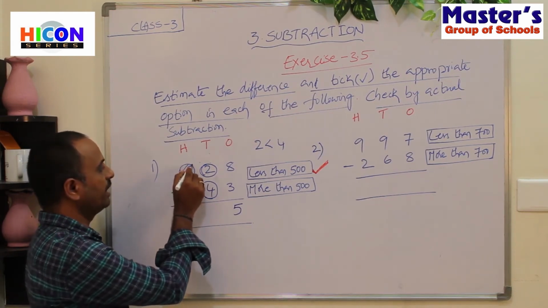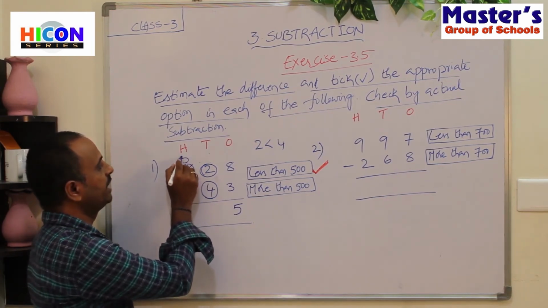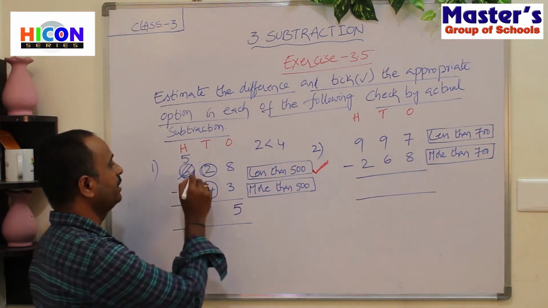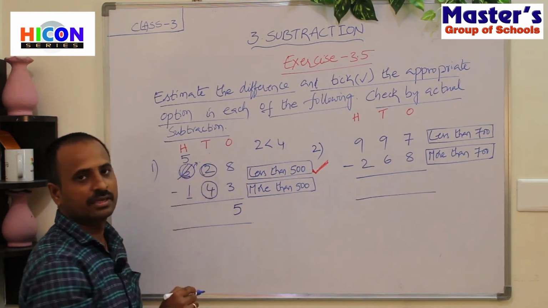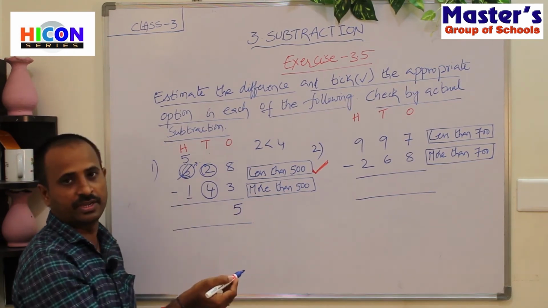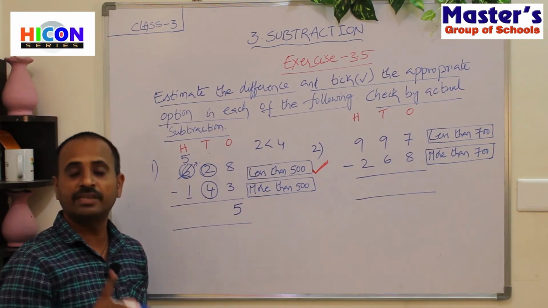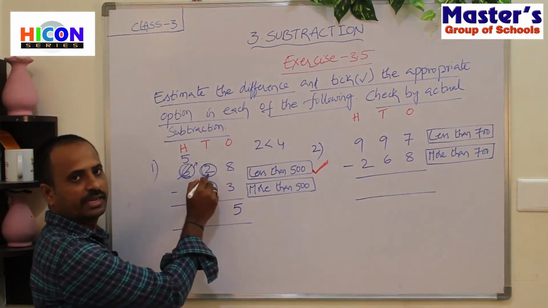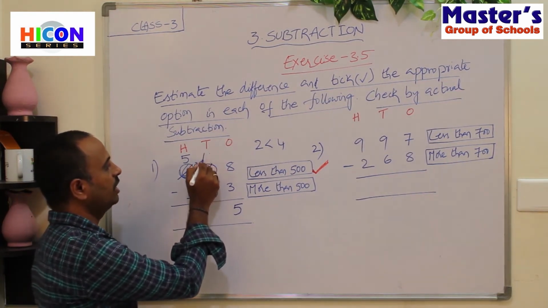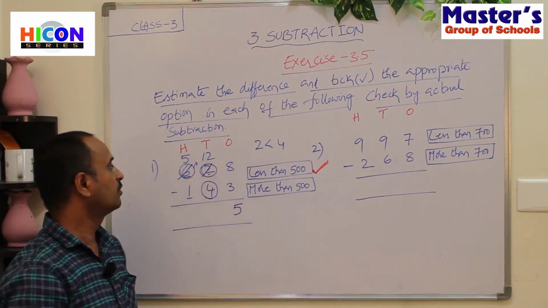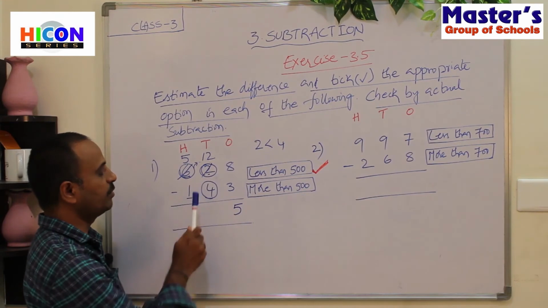If you borrow 100, how many hundreds will be there? There will be 5 hundreds. So write 5 there, and carry 100 to the tens place. If you carry 100 to the tens place, how many tens will it become? It will become 10 tens. There are already 2 tens. The total becomes 12 tens. So write 12 here. Now do the subtraction. 12 is the greater number, 4 is the smaller number.